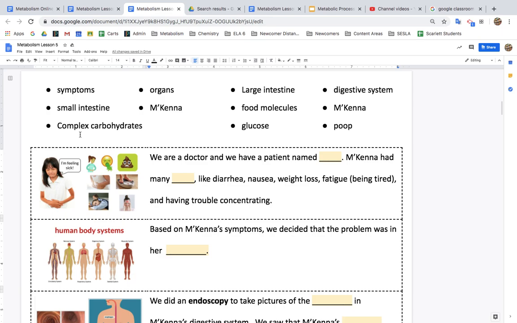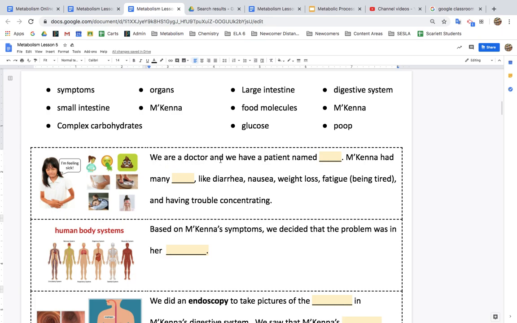Let's start by reading the words in the word bank. Symptoms, small intestine, complex carbohydrates, organs, McKenna, large intestine, food molecules, glucose, digestive system, McKenna, poop.